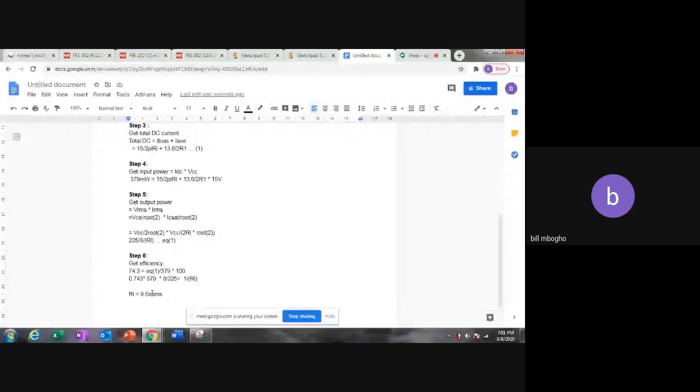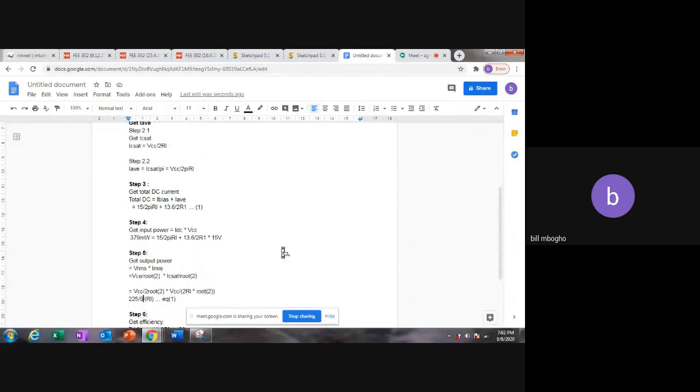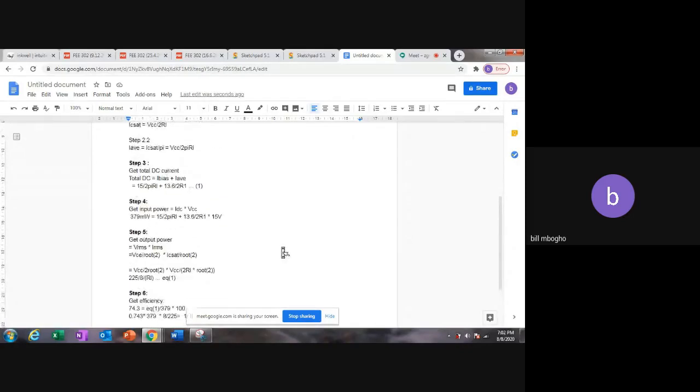Wait a second. VCE, VCC over 2, AC set, which is VCC over 2 RL root 2, output power, equation 1, output power over input power times 100. That's not happening. Can anybody see what I've done wrong? 0.6 is never that small.